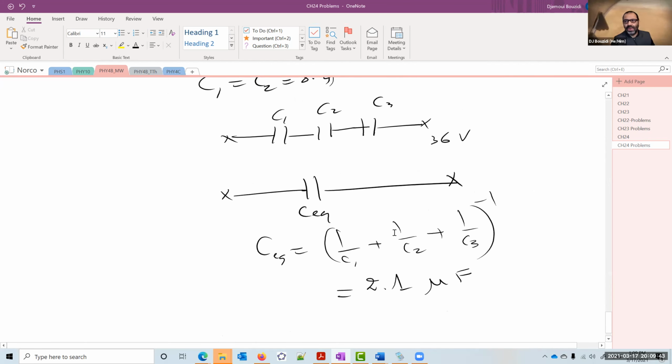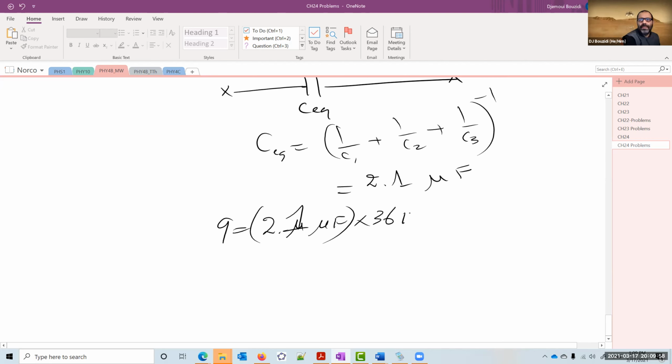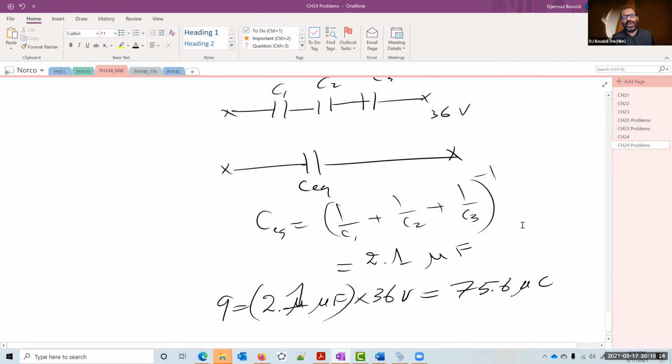But they want not the C equivalent, they want the charge. So the charge now, Q, which is the same Q everywhere, by the way, is equal to C times V, and C equivalent is 2.1 microfarads times the 36 volts. So 36 times 2.1, whatever the calculator says, 75.6 microcoulomb. So that's how much charge is sitting on either one, any one of them. Doesn't matter which. Pick and choose.